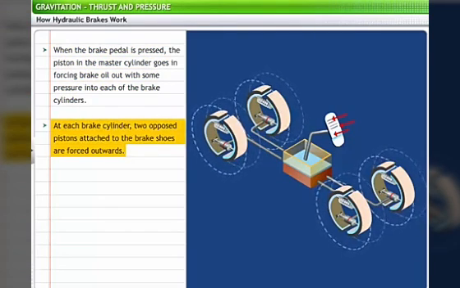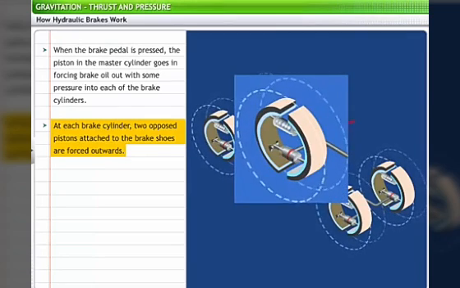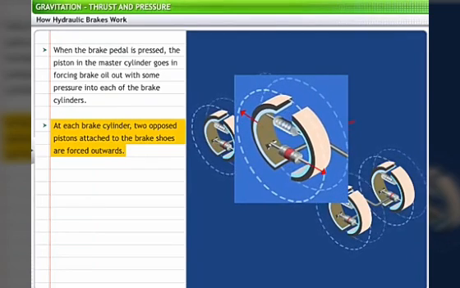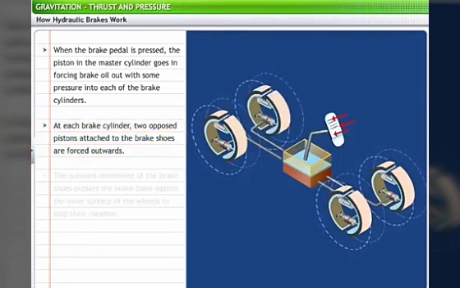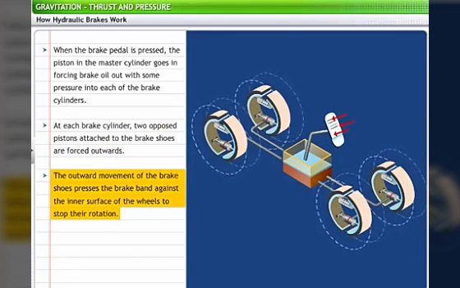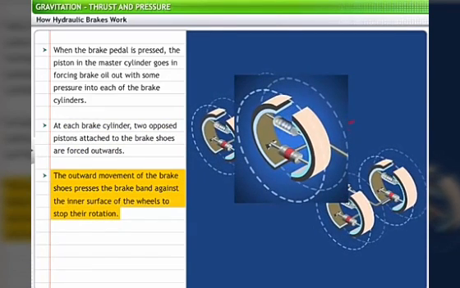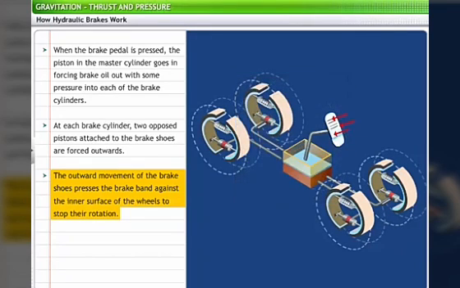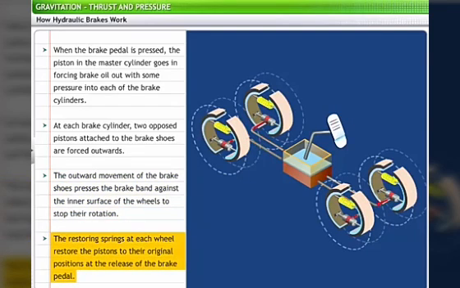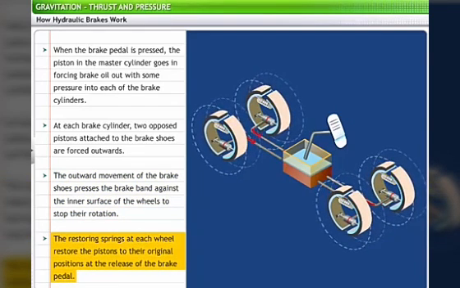At each brake cylinder, two opposed pistons attached to brake shoes are forced outwards. The outward movement of brake shoes presses the brake bands against the inner surfaces of the wheels to stop their rotation. When the brake pedal is released, the restoring springs at each wheel restore the pistons to their original positions.